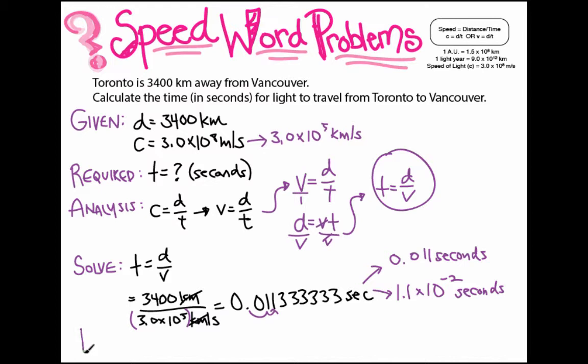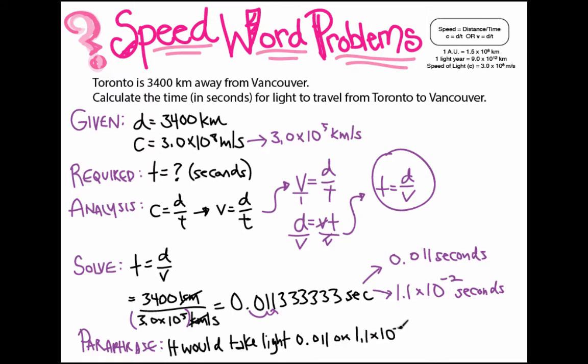Then the last part of GRASP is you are going to paraphrase. So you're going to write your final sentence. This is my favorite part. It would take light 0.011 or 1.1 times 10 to the -2 seconds. And that's it.